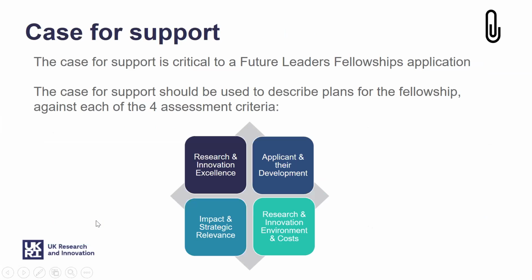And like I said, the case for support is the key one here. It's really critical to a strong application. It should be used to describe the plans for the fellowship, but it should really clearly come back to each of the 4 assessment criteria and make sure that what you're putting forward is strong across all 4 of the criteria. An application which is only strong against 2 or 3 is very unlikely to be competitive.